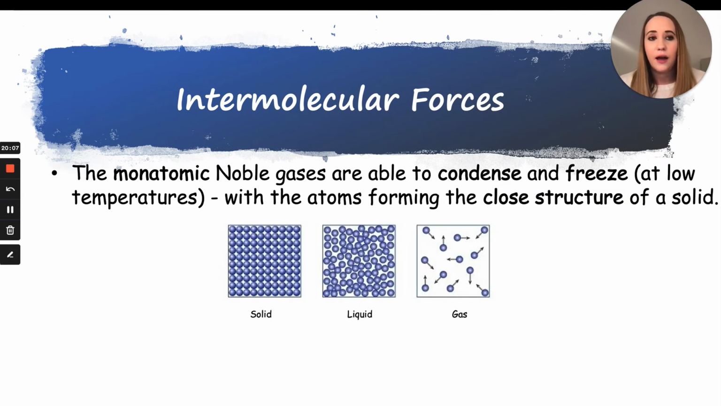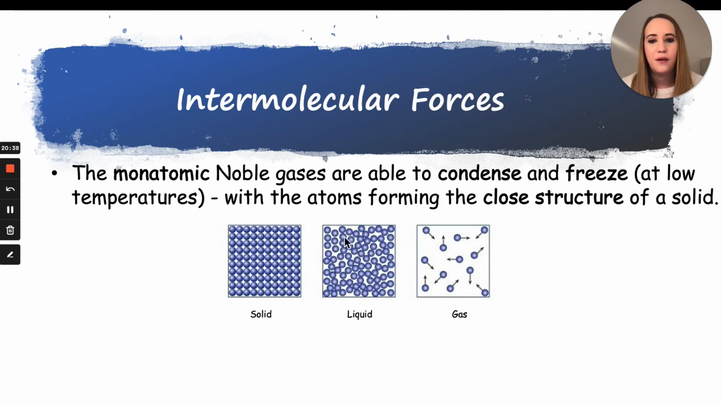When we look at intermolecular forces, just before we get into the different types, the reason we know these forces exist is because of the noble gases. We know the noble gases are monatomic, they don't have any bonds between the atoms, but they are still able to turn into liquids, to condense, and then to turn into solids, to freeze. If you take them to low enough temperatures, you can get them to change into those states.